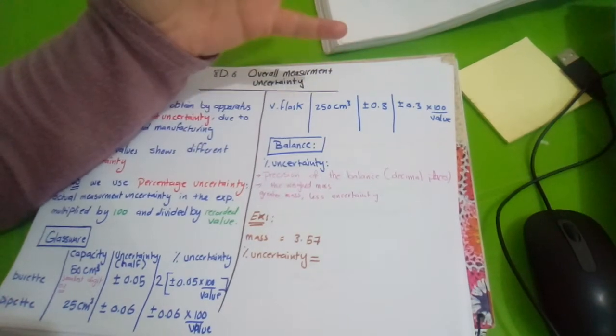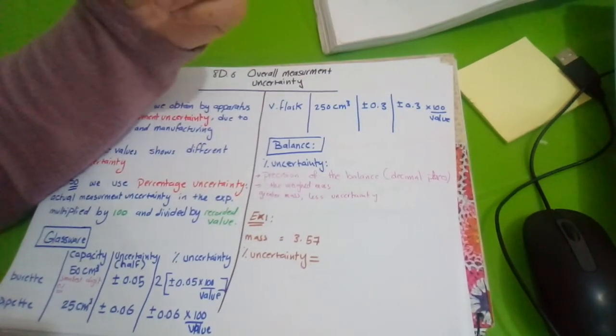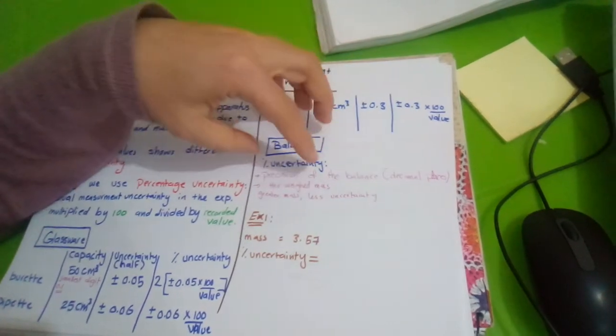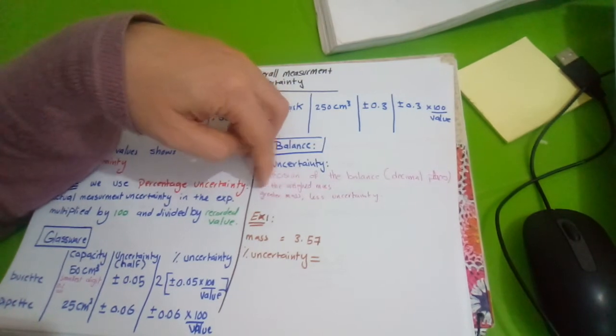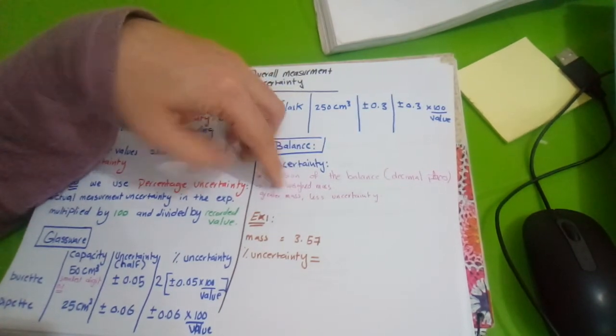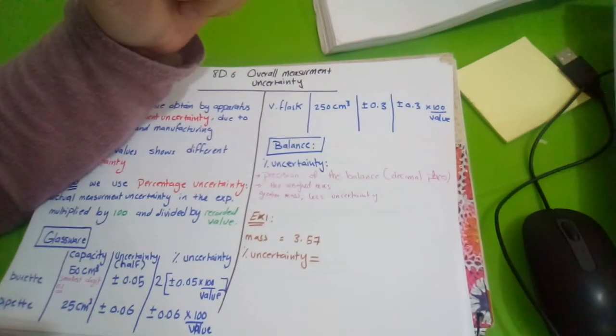Some balances can read 1 decimal place. Other balances can read 2 decimal places. So this is the precision of your balance. Number 2, the mass you are weighing. The greater the mass you are weighing, the less uncertainty you will face.